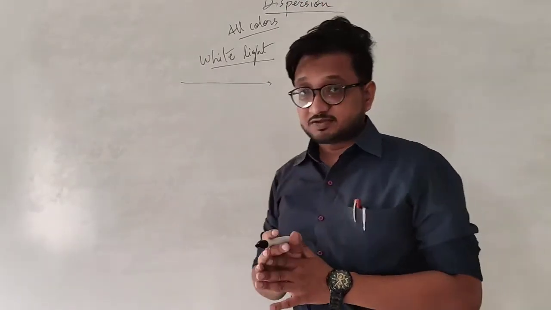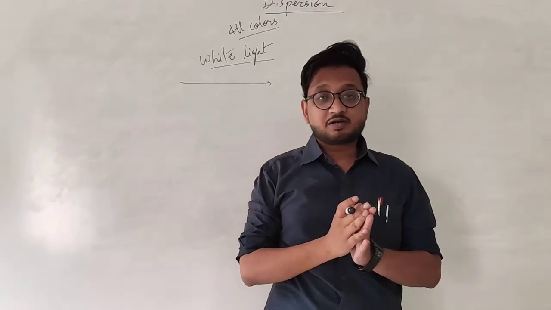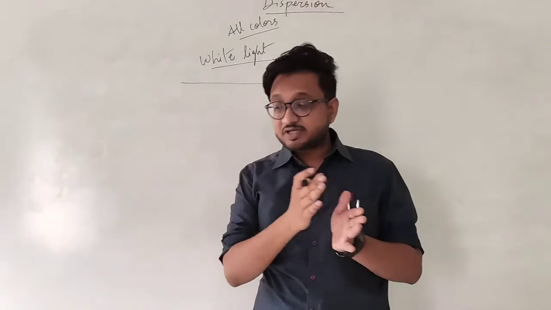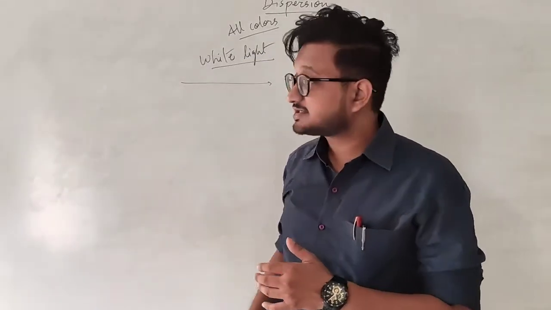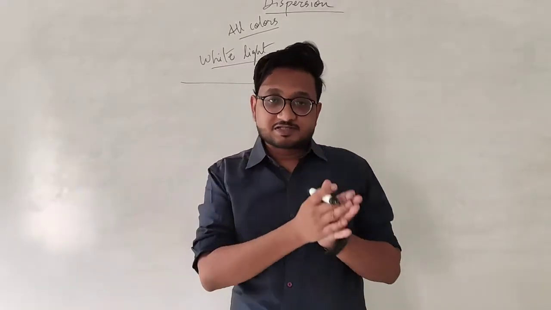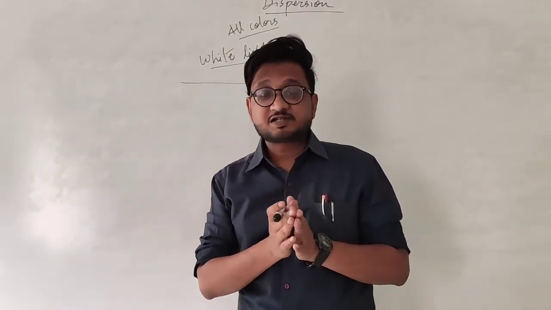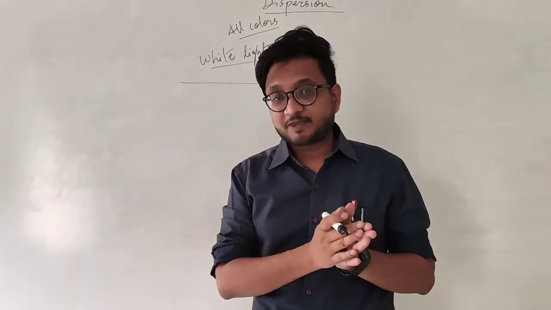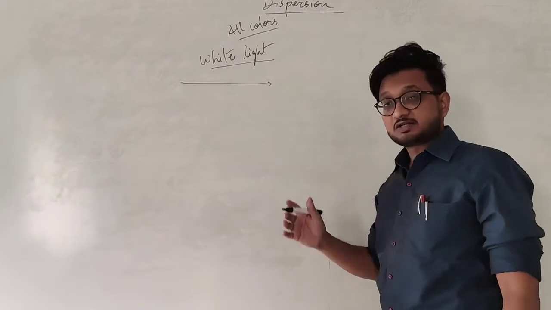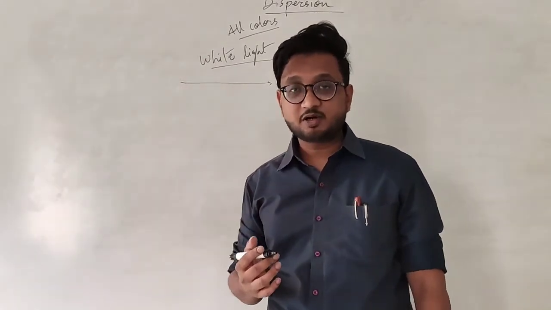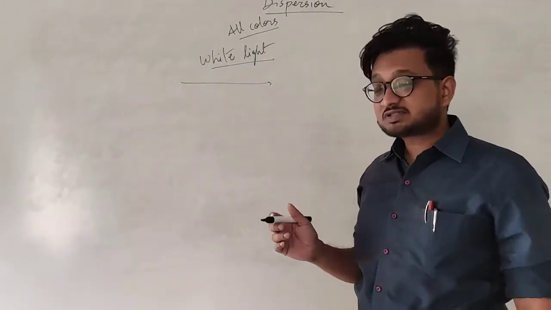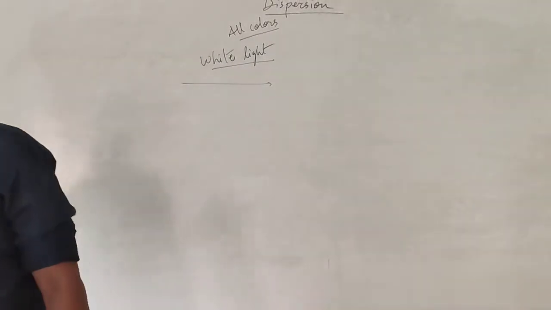Dispersion of light. This phenomenon, the splitting of white light into its constituent colors, is known as dispersion. The dispersion of white light is the splitting of the white light into its constituent colors. And all those colors are the primary colors that we know: violet, indigo, blue, green, yellow, orange and red. Now we will see how this happens.